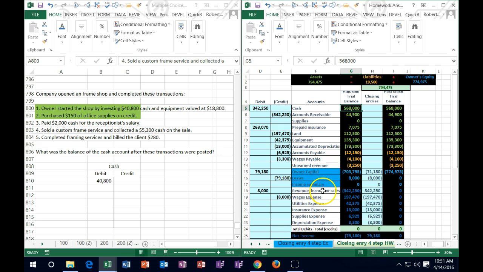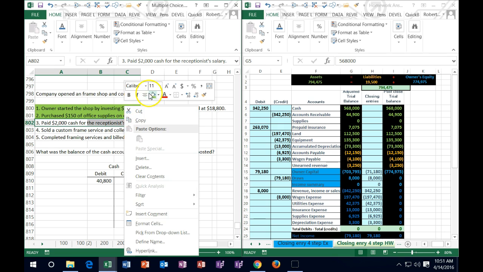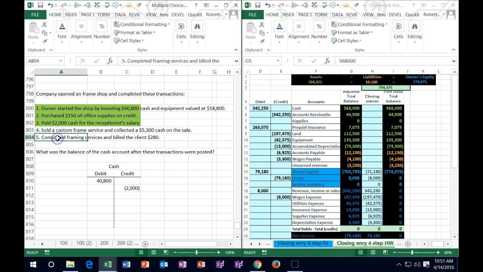We're going to debit something like wages expense, salaries expense, something of that nature. But we are concerned with cash. So the cash is going to be a credit. I'm going to represent the credit with negative numbers. 2,000 right there. All right, I'm going to highlight that. I'm going to say we did that one. Mark that off. 4. Sold a custom frame service and collected $5,300 cash on the sale.